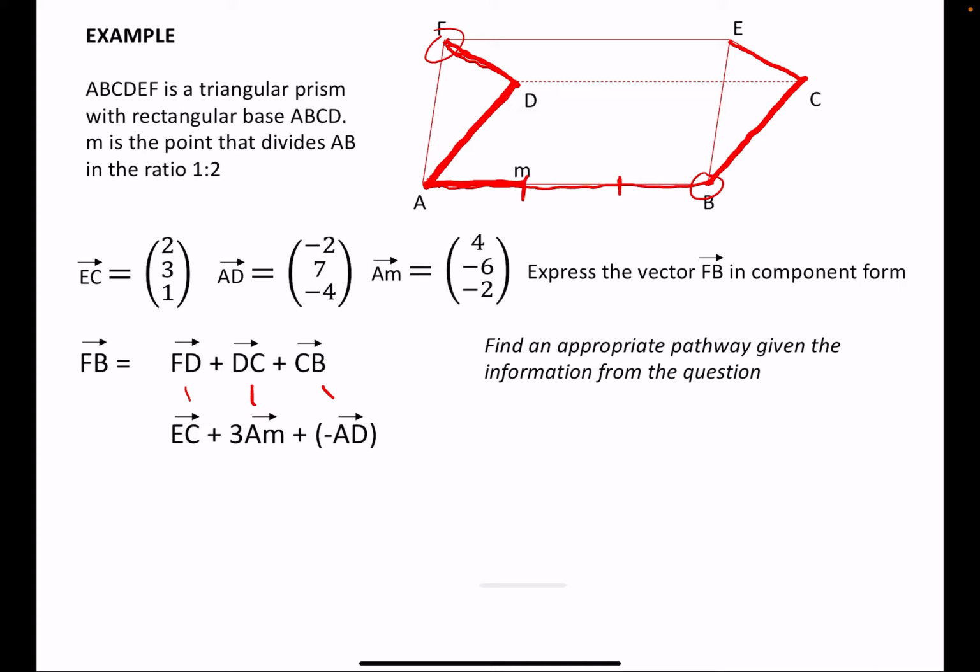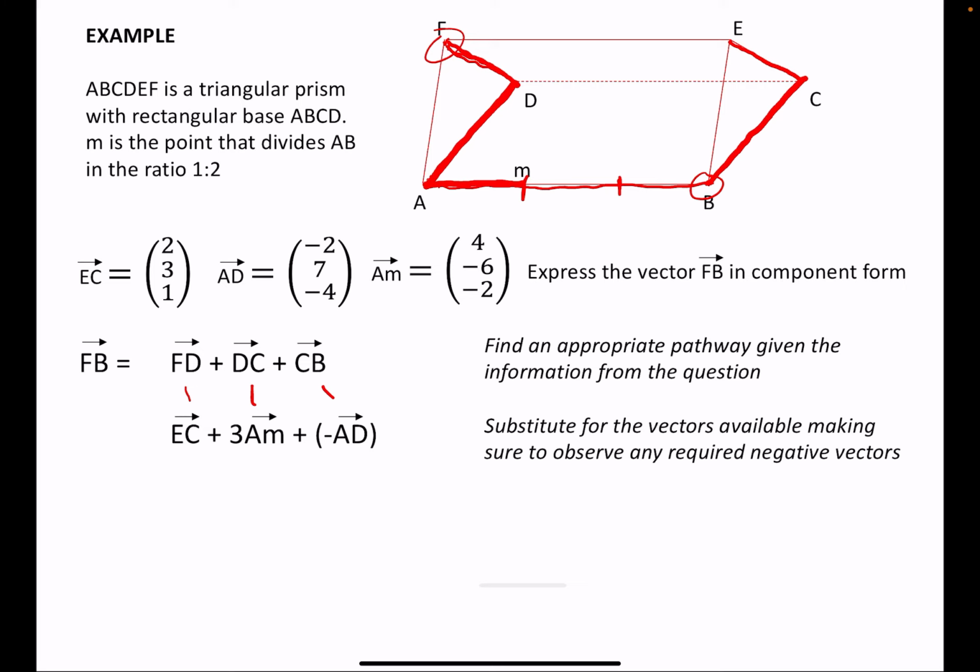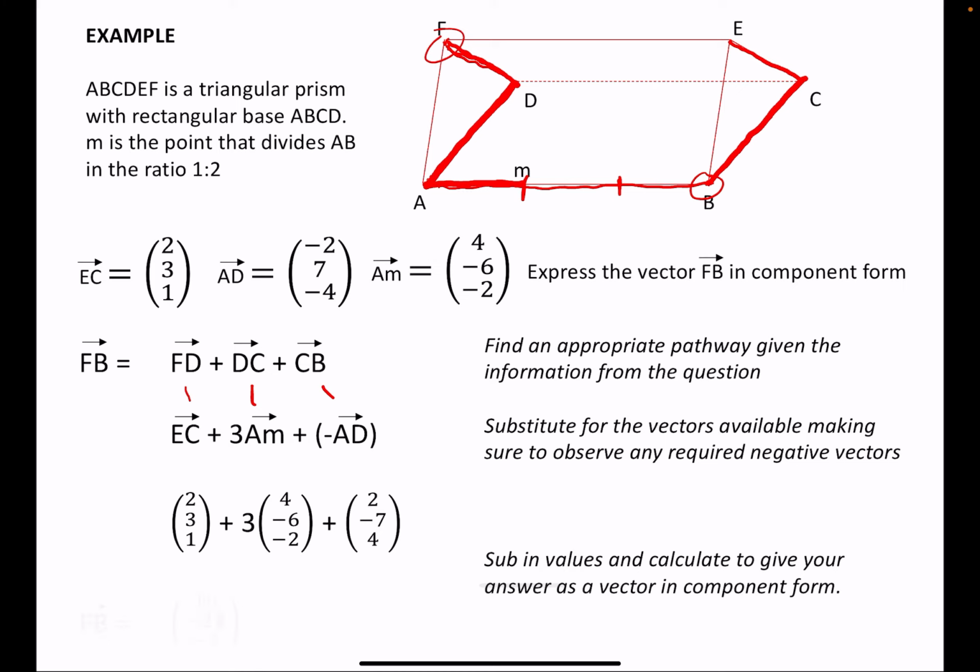Now it's just a case of getting the correct vectors for these. Okay, I know EC, so that one's easy. I know AM, I just want to times it by 3, and then I know minus AD is just AD, but all the symbols changed. Okay, and once I've multiplied this through, it's easy enough to work out what FB is. Okay, so 3 times 4, minus 6 and minus 2 is going to give me 12, minus 18 and minus 6. And when I add all those things together, I get the vector FB, which is 16, minus 22, minus 1.